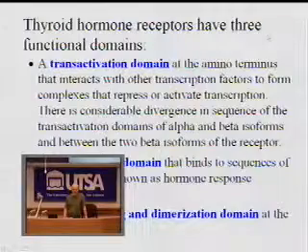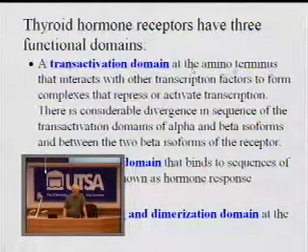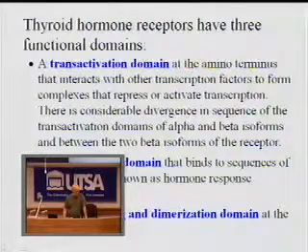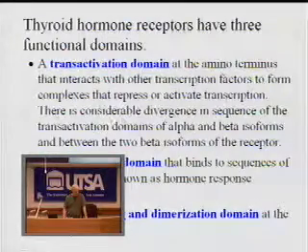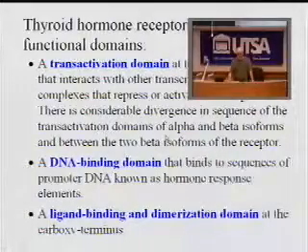So these thyroid hormone receptors have 3 functional domains. There's the transactivation domain at the amino terminus, which interacts with other transcription factors, forming complexes that repress or activate transcription. There is considerable divergence in the sequence of this domain between the alpha and the beta isoforms and between the two beta isoforms of the receptor.